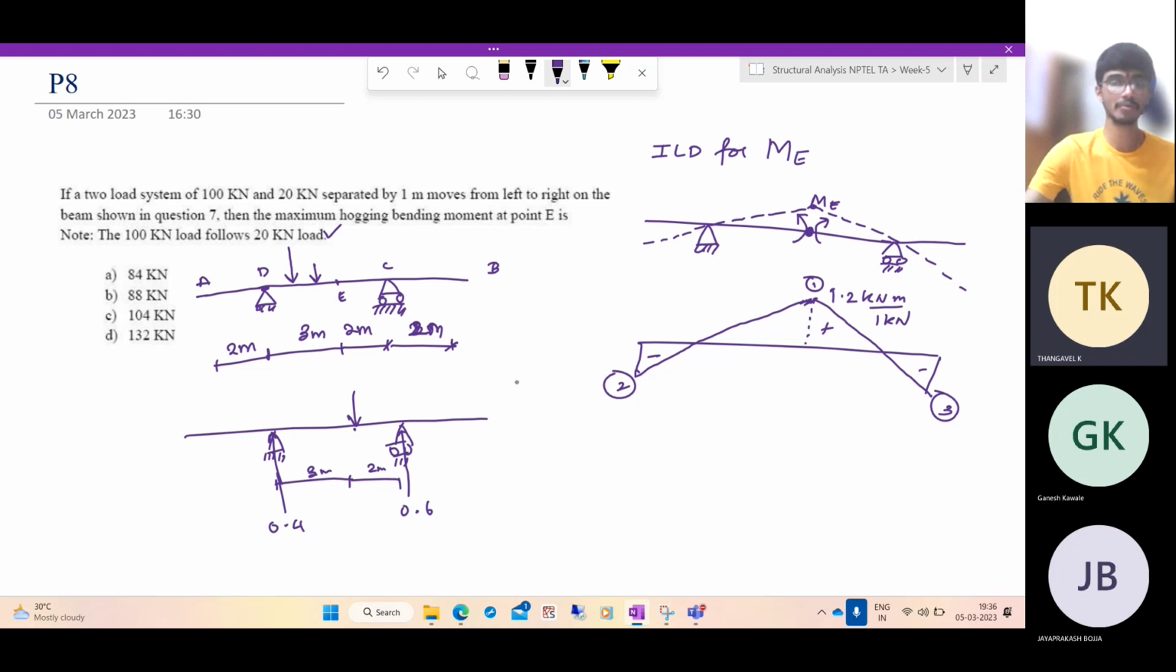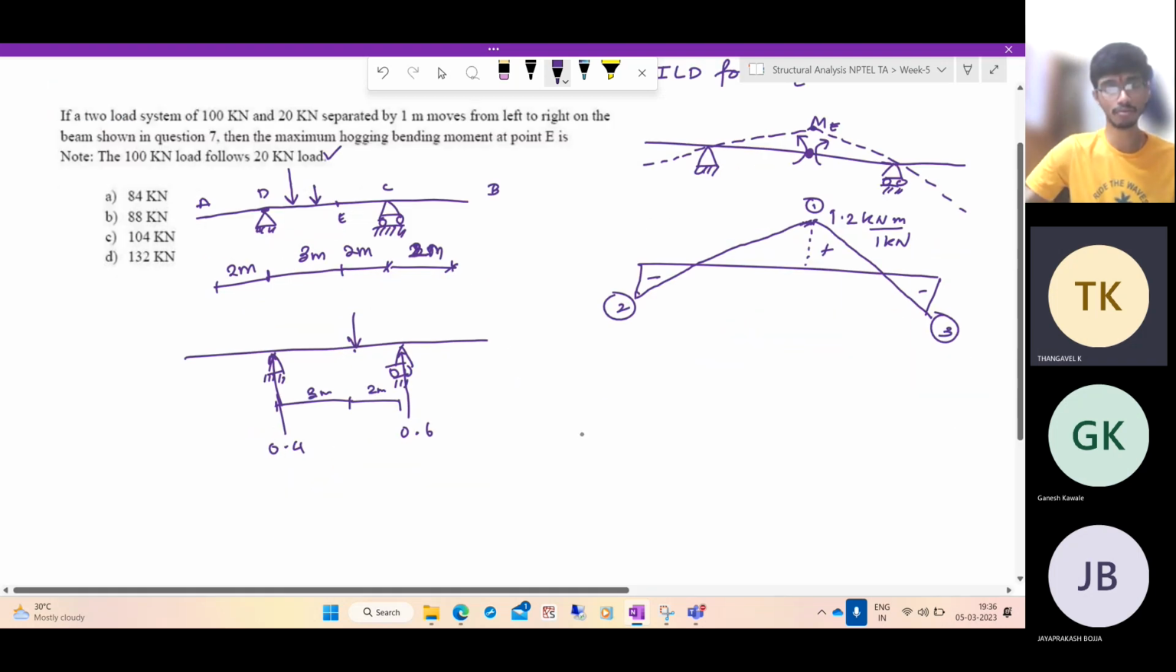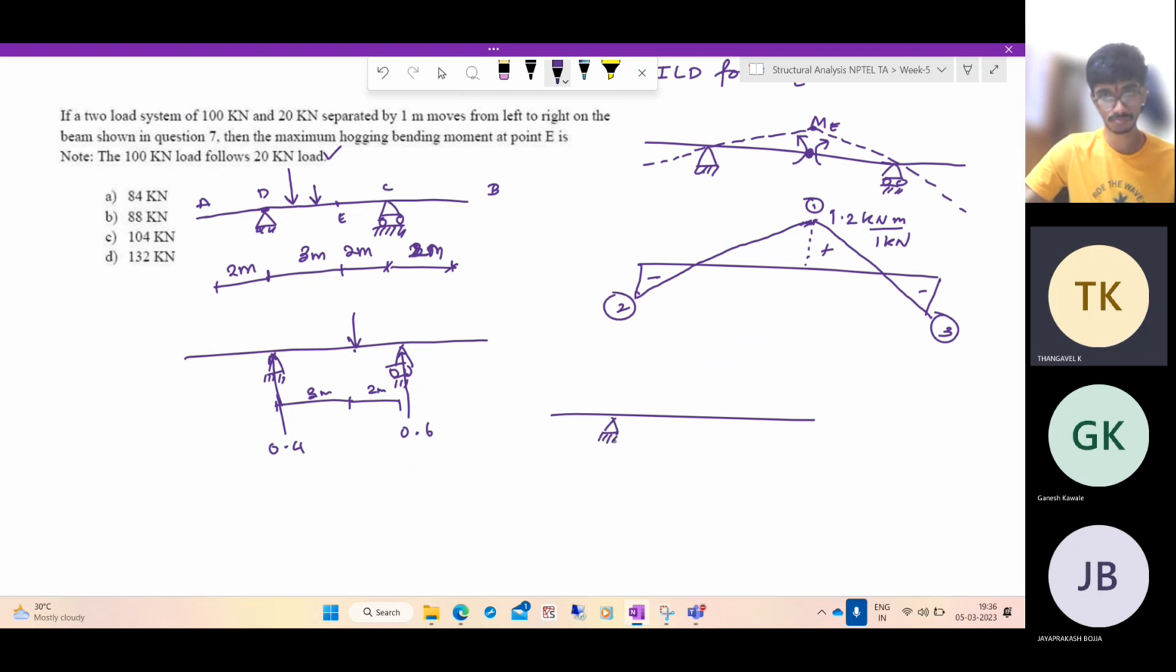Now let us take the point 2. So how does the point 2 look like? It looks like this. This is the case at point 2. So if I apply 1 kilonewton here, what is the moment coming on to this point? I have to find out. So let's draw the free body diagram.